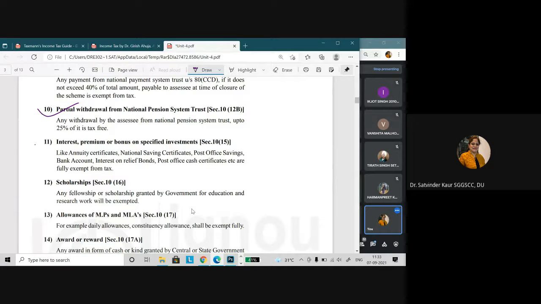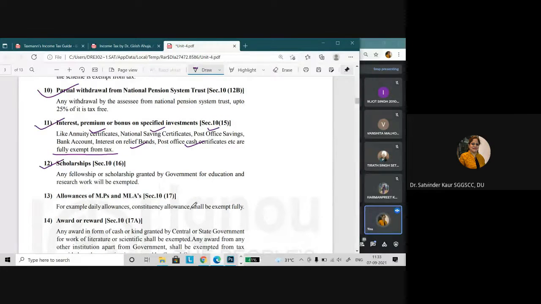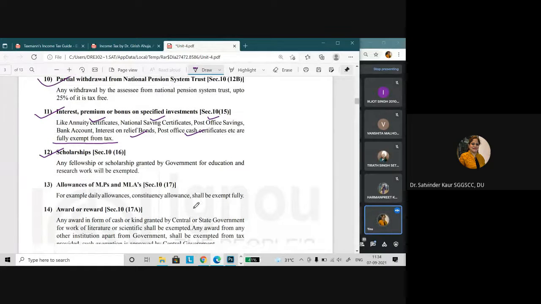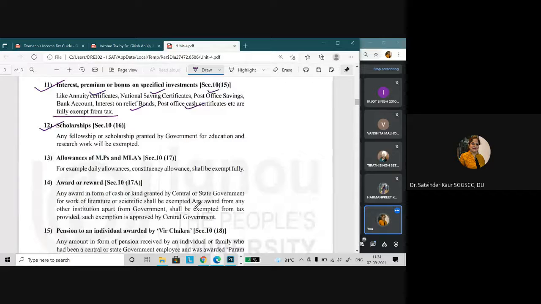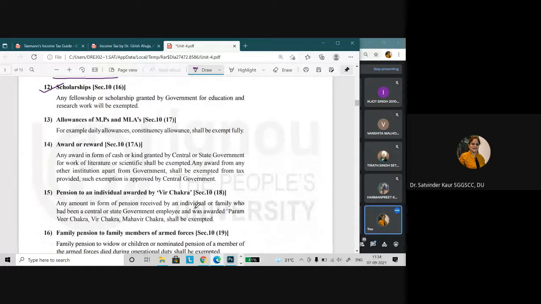Then, if there are national savings certificate, post office savings, annuity certificate, interest on relief bond, or post office cash certificates, so any amount of interest received from these is not regarded as income, and is going to be exempt from tax. Similarly, if any fellowship or scholarship is being granted, in that particular case, the scholarship received from the government for education or research work is going to be exempt.